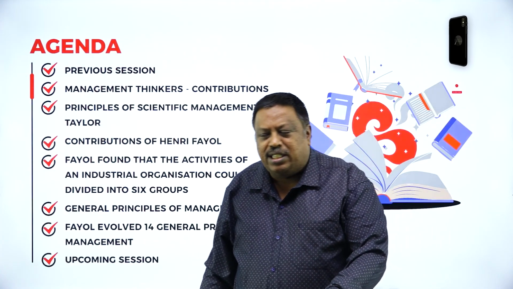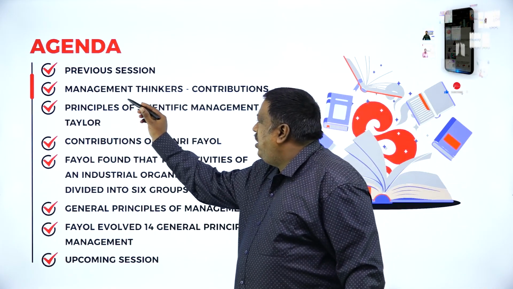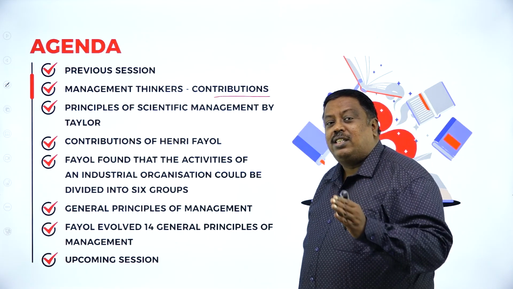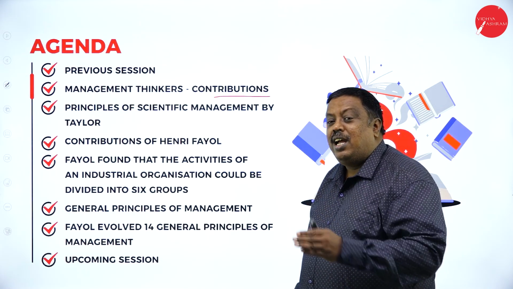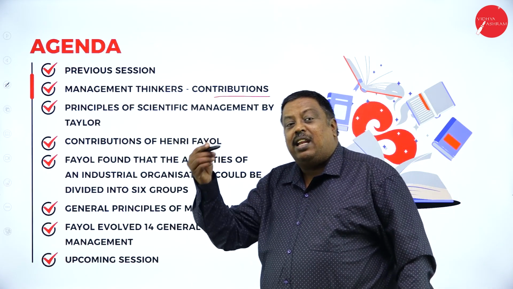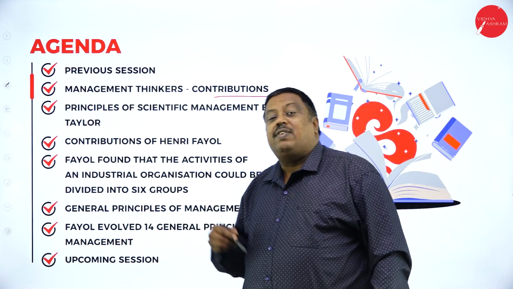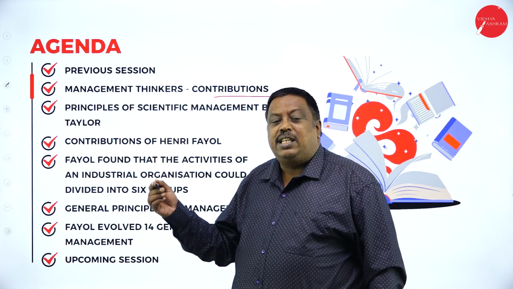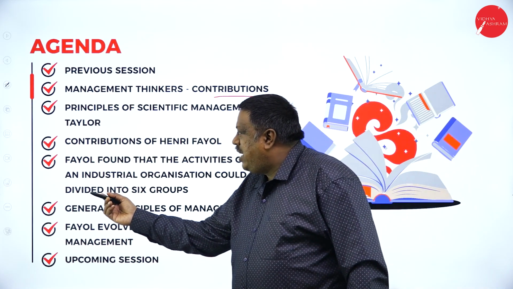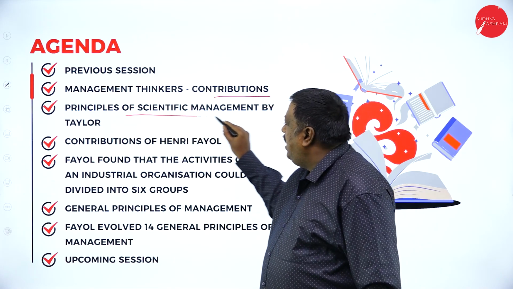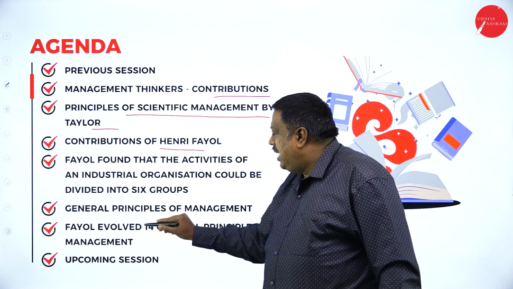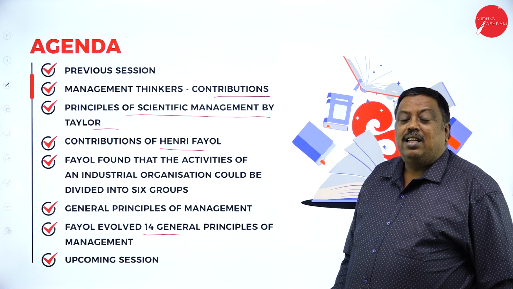In today's session, the agenda is such that when the management thinkers contributed whatever they made for society or the world, they thought about how management words are to be used, how the work has to be allocated, and what should be there and what should not be there. Based on their experiences and research work, they derived certain concepts based on their ideas. So those concepts will be discussed in today's session: the principles of scientific management by F.W. Taylor, and the contributions of Henry Fayol and his 14 principles.